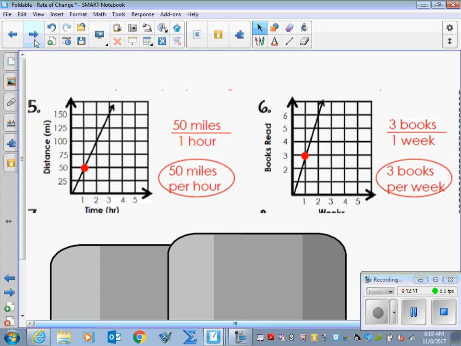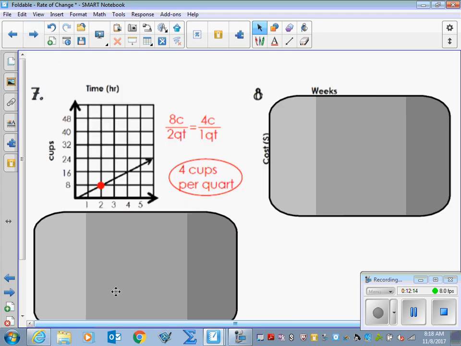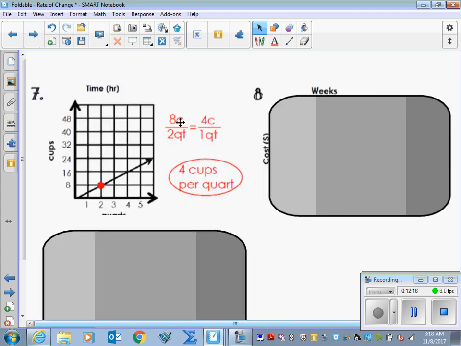All right, and then let's move on to same thing. If you have 8 cups, 2 quarts, that's going to reduce to 4 cups per quart. So you can either do 2 and 8, or you really could also do 1 and 4, but that'll be halfway in between. Okay, but it will definitely be on the line.